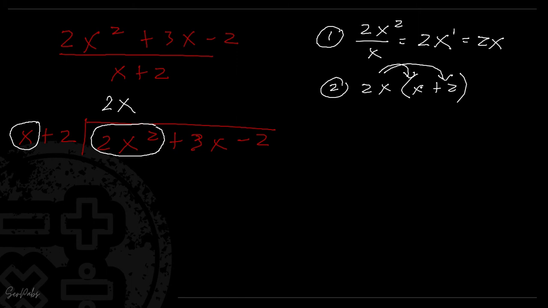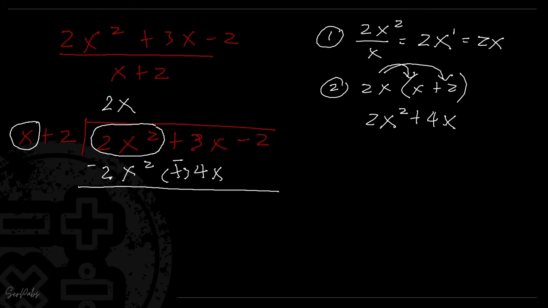So 2x times x, 2x times 2. So 2x times x, we have 2. Copy x, add the exponent. 1 plus 1, 2. 2 times 2, we have positive 4. And then copy x. So we have 2x squared plus 4x. So sulat natin dito. We have 2x squared plus 4x. And then reverse the sign. So this will become negative. This is negative also. So mawawala na yung positive. Kasi subtraction eh. So 2 minus 2, 0. Wala na yan. Lagay natin 0.